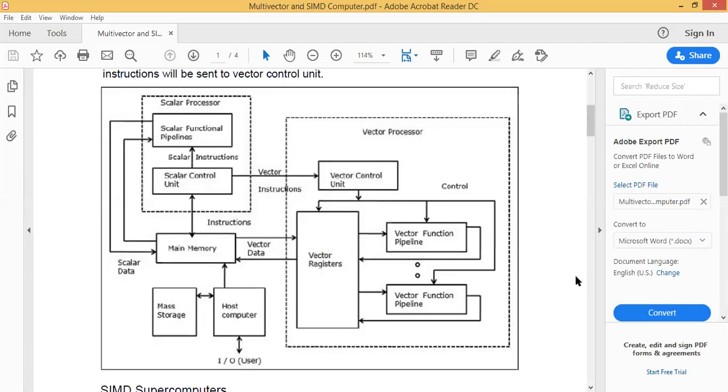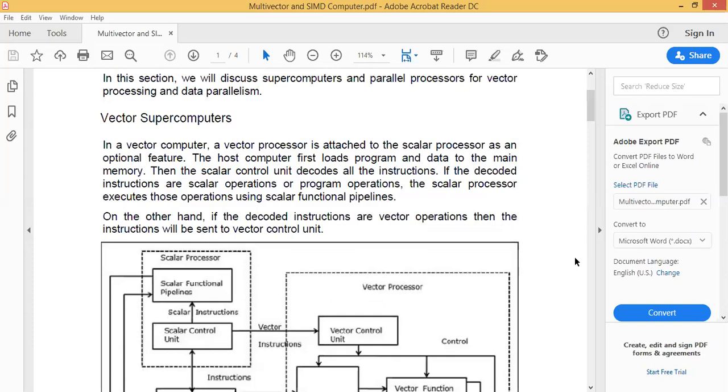Here is the schematic diagram of a vector supercomputer.